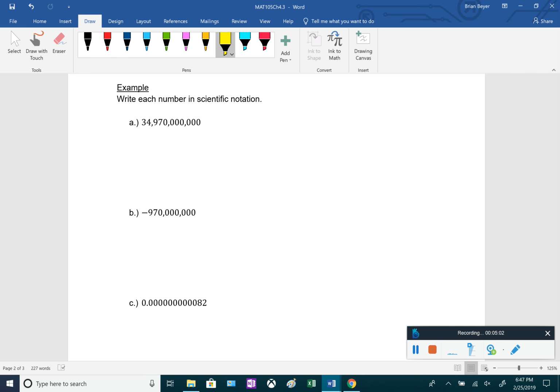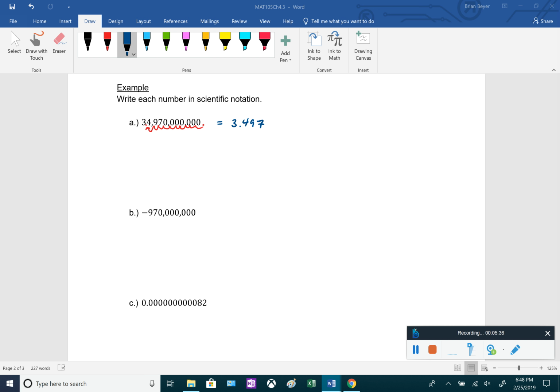It's not as confusing as those instructions make it seem. So we have 34,970,000,000. The decimal point is all the way over here, right? If it's not written, it's at the end of the number. So we have to continue to move it until we get right here. Once we get right there, we get to 3.497. We can stop right there because the rest are zeros.